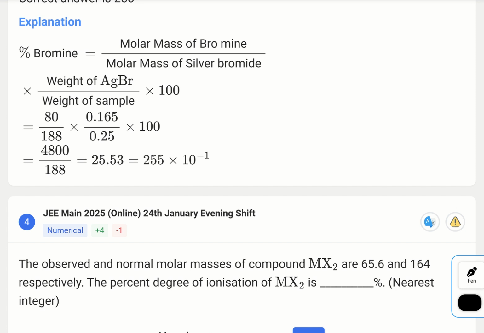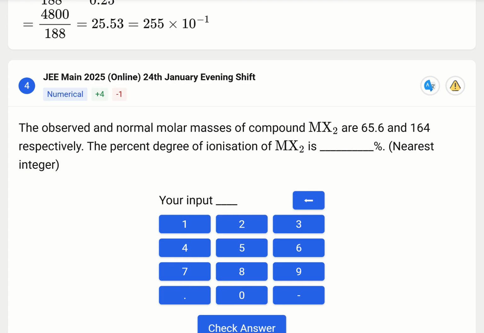Okay. The reason why I tell you not to check solutions online is, what was the mass of the AgBr? It was 0.15. How come it is 0.165? These are the mistakes that are present online. This is the reason why I always tell you not to use online modes for the solution.